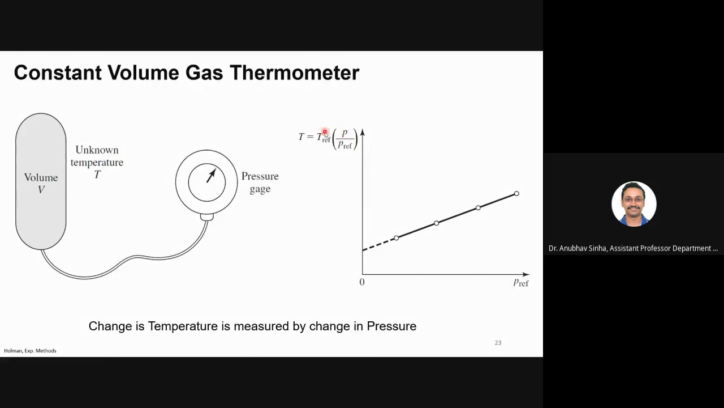If you are getting confused, just forget about this plot. Just focus on this. So this is a system. I heat it. Volume is held constant. PV equals nRT will be true. So pressure will rise. I measure the change in pressure, and using that measurement, I can calculate the change in temperature. That is how it works.